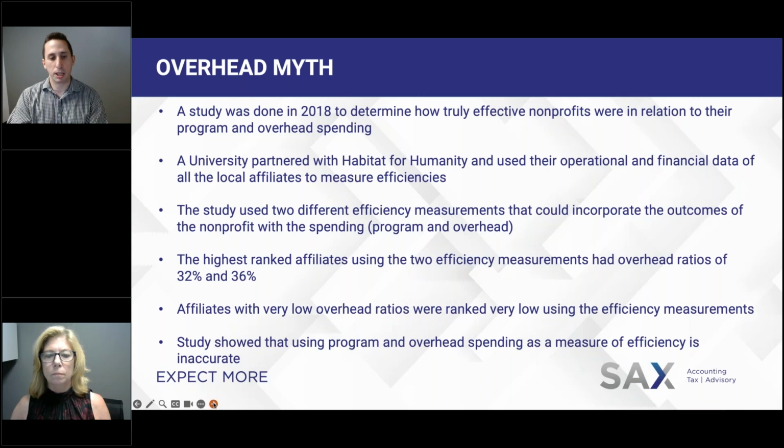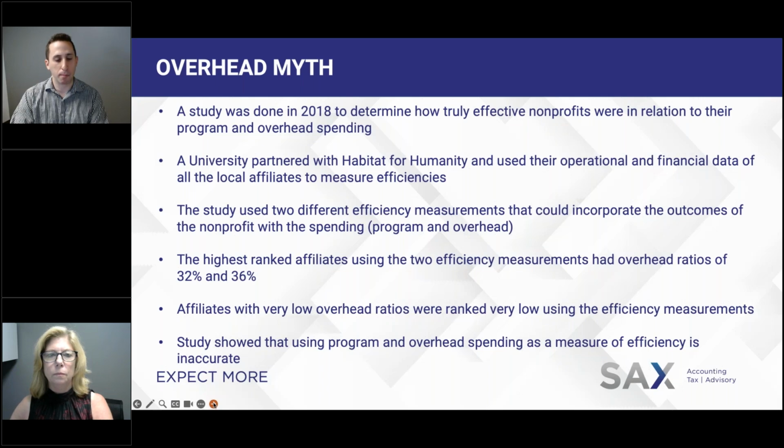Using these measurements, which already exist but are typically used for other industries, they found that the two efficiency measurements were highly correlated, meaning that if one was highly efficient in one, they're also highly efficient in the other. So they're pretty close to one another. And what they found, looking at these different Habitat affiliates, was that the ones who are the most effective actually have very high overhead ratios. One was 32%, and for the other measurement, it was 36%.